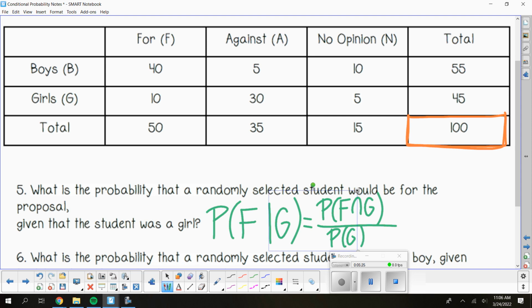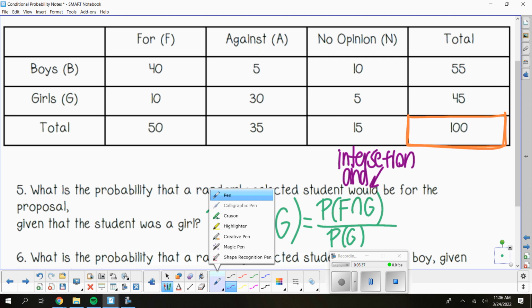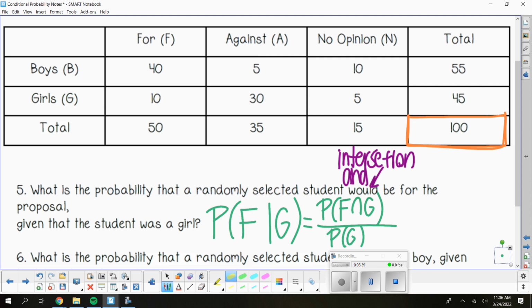So if I'm looking at that, well, this is like the compound probability. Because remember, this "and" just means your intersection. So I want to look for the intersection of F and G.